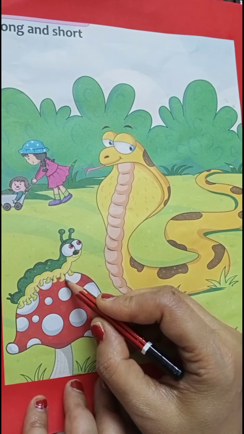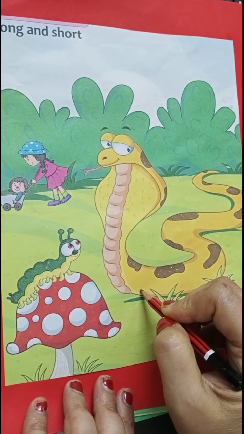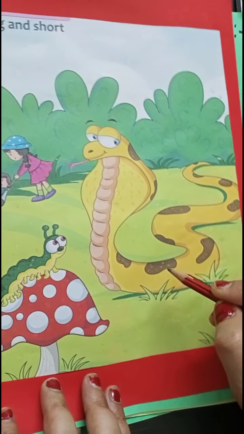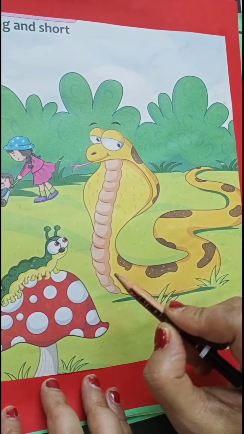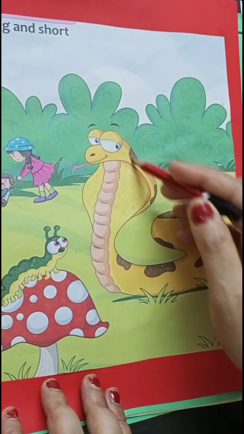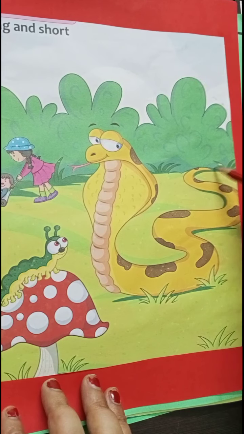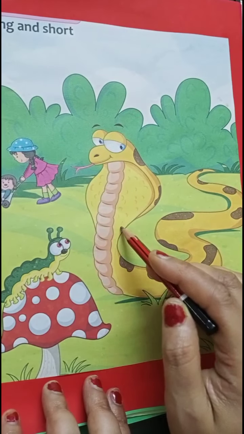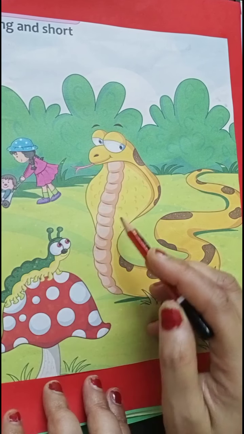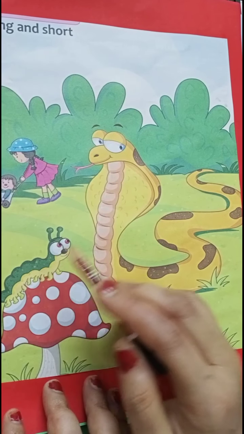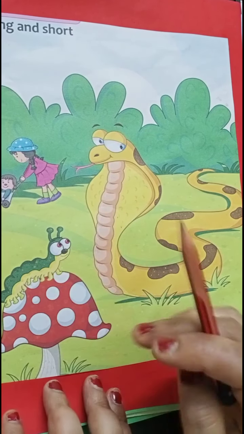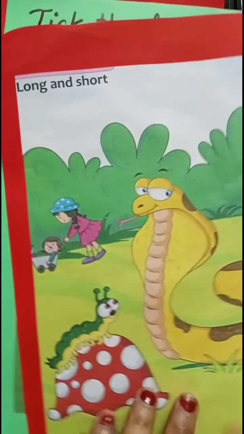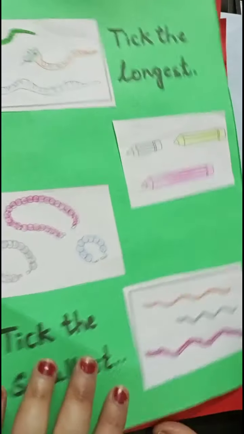And then next, see, one small caterpillar is here and the very big snake is here. See, very long snake. Isn't it? Which is long and which one is short? The snake is very long. And the caterpillar is very small, very short. So long, short. Okay, clear? Okay, next is again comparing things.